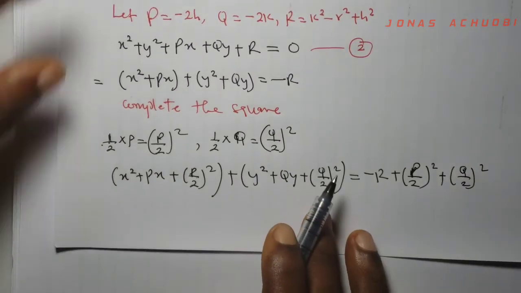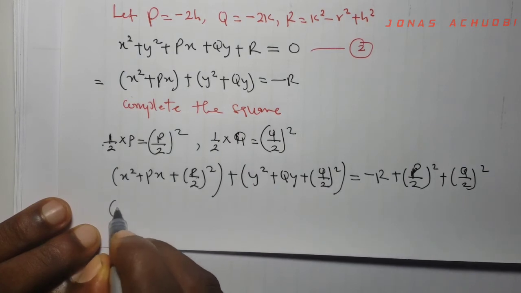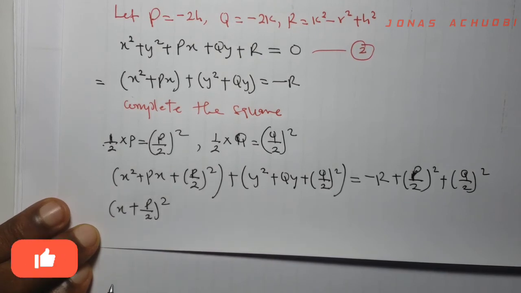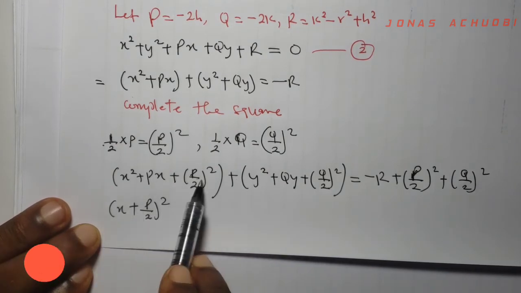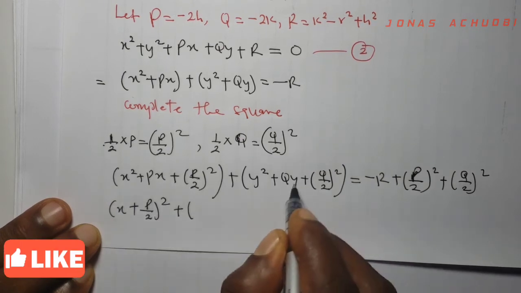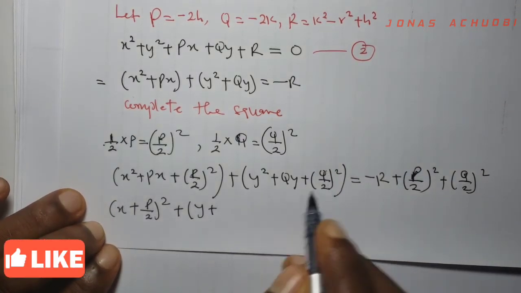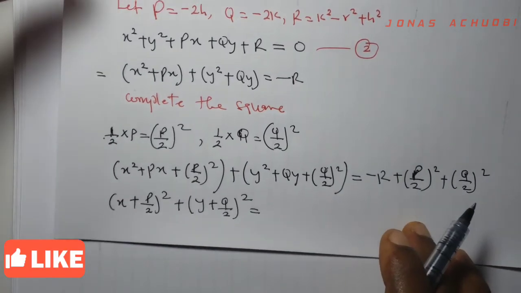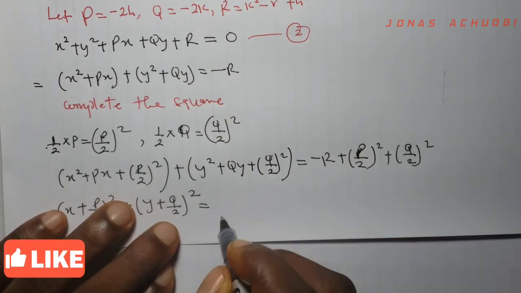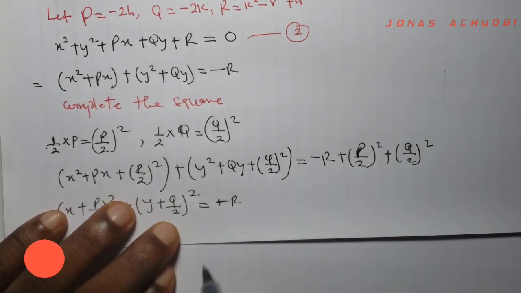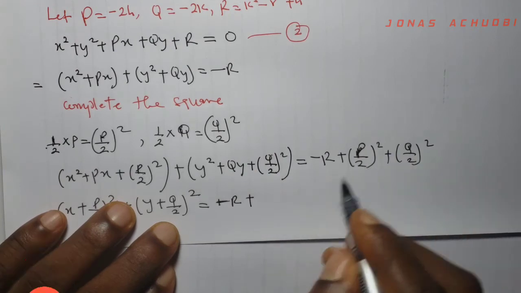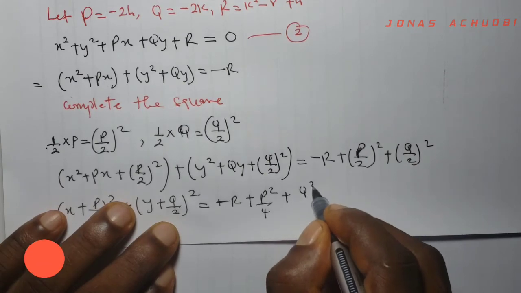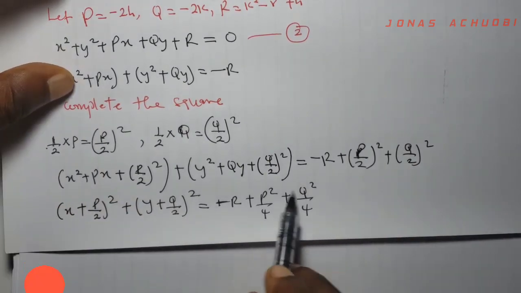So going by that, we can now write the complete square for x as x plus p over 2 all squared, because if you expand this term, you get back this term. For that of y, we have y plus q over 2 all squared equal to, and the right hand side, let's tidy it up. We get minus r plus, if you open the bracket, p squared over 4 plus q squared over 4. So you tidy up the right hand side.